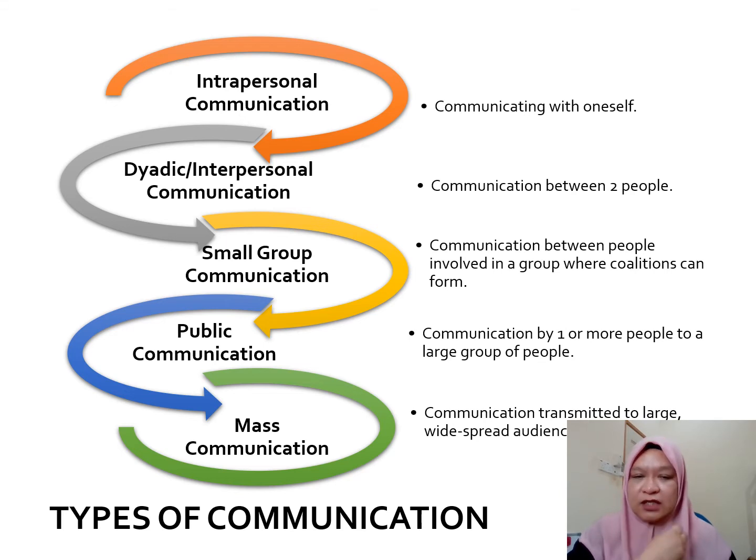Communication can also happen in small group communication, where everyone communicates inside a small group. We can also have public communication, by one or more people to a large group of people, so from one person or a few people to a large audience. The last one is mass communication. Mass is bigger, transmitted to large widespread audiences via technology, which is the best way to transmit this information, because you need to reach a mass society.